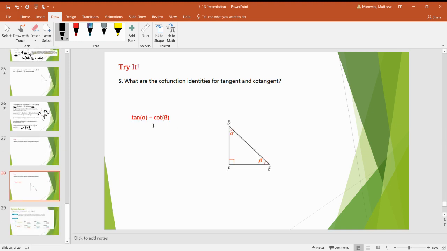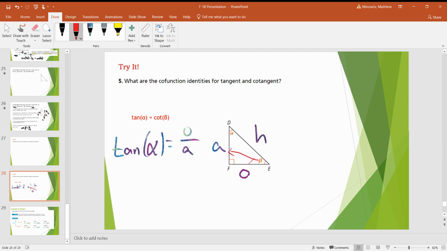So in this case, the tangent of alpha equals the cotangent of beta. And let's see why. If I'm looking at alpha, we'll start with alpha and we'll put alpha in the blue pen. Opposite, adjacent, hypotenuse. So the tangent of alpha equals opposite over the adjacent, or O over A. Now if we're looking at beta, the tangent is A over O. So the tangent of beta equals A over O.